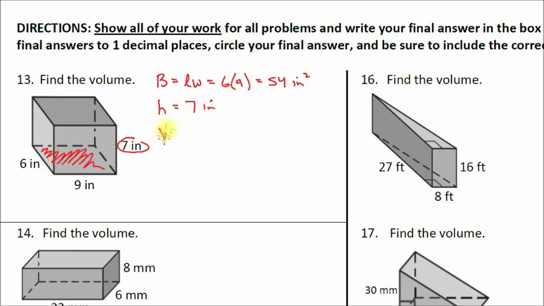And then our volume is going to be equal to base area times height, which is equal to 54 times 7. 54 times 7 is 378, and that is inches cubed. And I'm just going to go ahead and put a box around that final answer. And there's the first one.